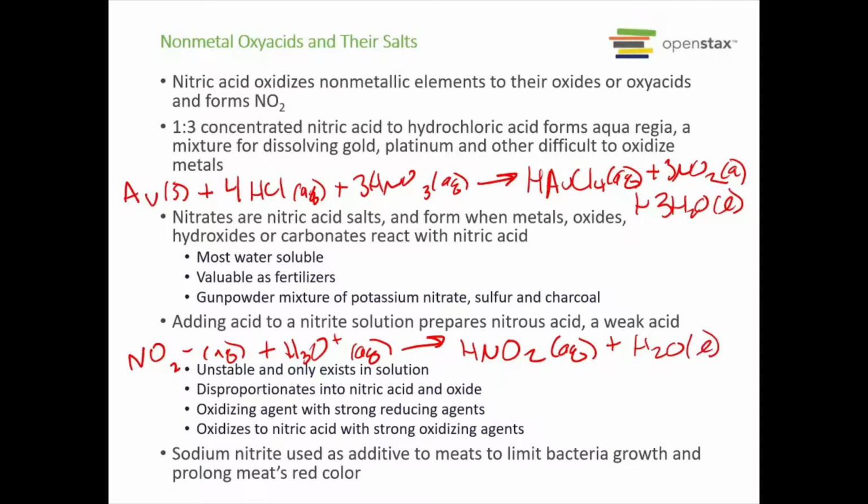Nitrous acid is actually very unstable and only exists in solution. It can disproportionate into nitric acid and its oxide. It is an oxidizing agent when it's given with strong reducing agents, and then will oxidize to nitric acid in the presence of strong oxidizing agents. So depending on what it's with will really determine a lot about its properties.